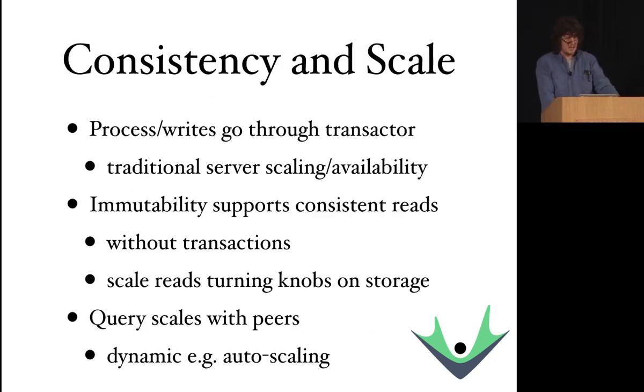So we're now starting to get the consistency and scale we were looking for. The writes go through the transactor. It has a traditional model of scalability, right? It can scale as big as one machine can scale. But that server is no longer burdened with any query load or read load. It's not indexing live on the same cores that it's using to serve transactions.